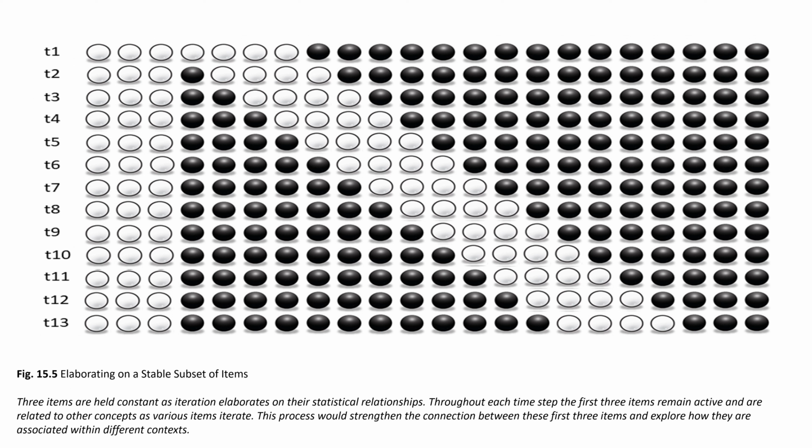Here we see iteration occurring, but the first three items of thought never change. They stay constant as other variables are altered. This process would strengthen the connection between these first three items and explore how they're associated within different contexts. So maybe those first three items are you, your friend, and the mall, and the other items describe what the two of you would be doing at the mall.